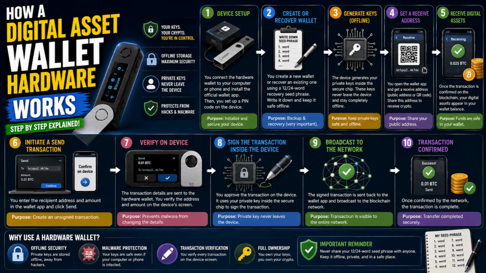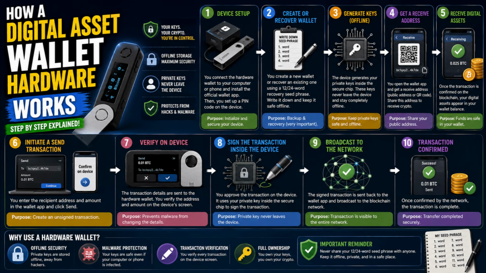This address can appear as a public wallet address or a QR code. The user can share this public address with another person or platform to receive crypto, while the private key remains protected inside the device. Once the transaction is sent to that address and confirmed on the blockchain, the digital assets appear in the wallet balance. At this stage, the wallet shows that the funds have been received, but the actual control of those assets depends on the private keys stored inside the hardware wallet.